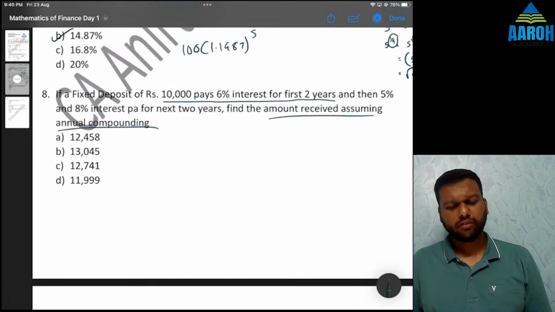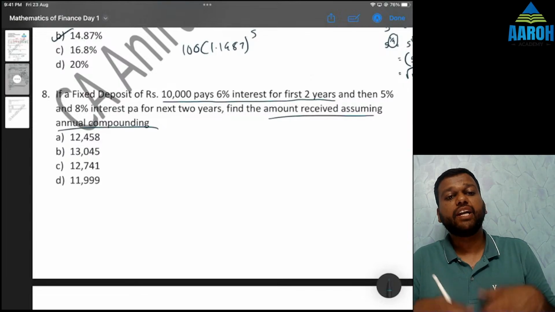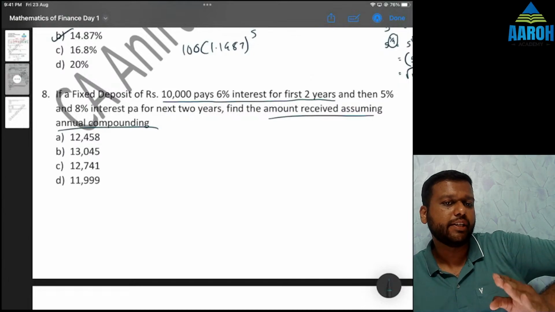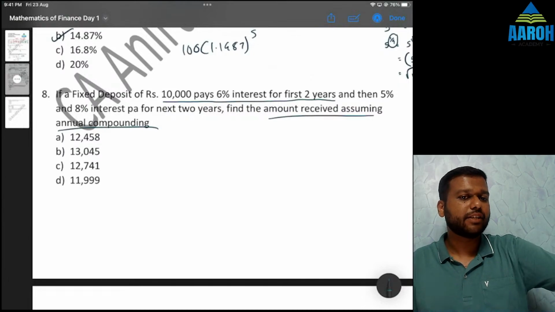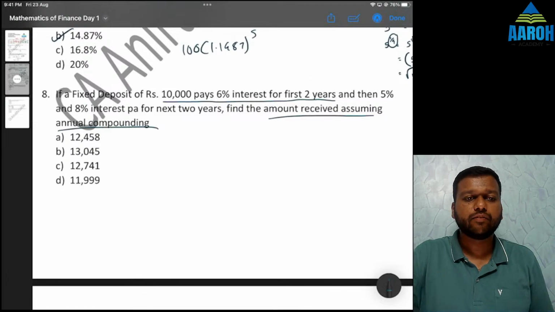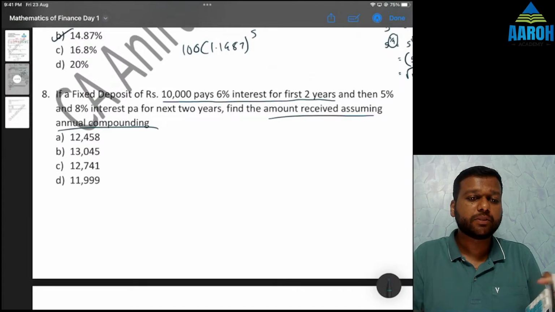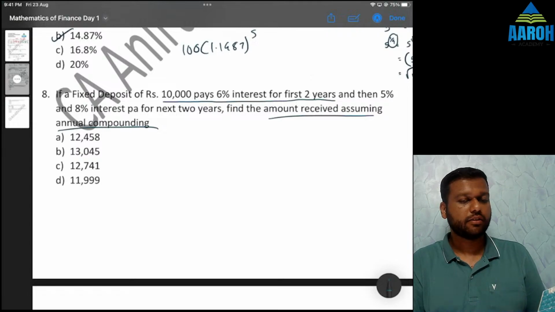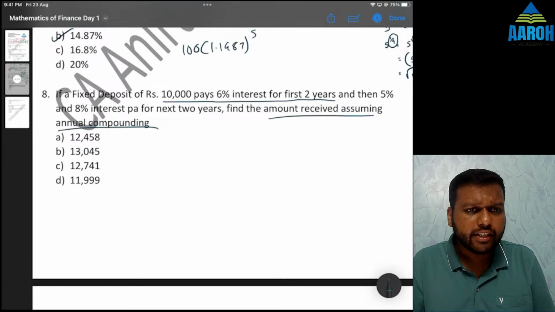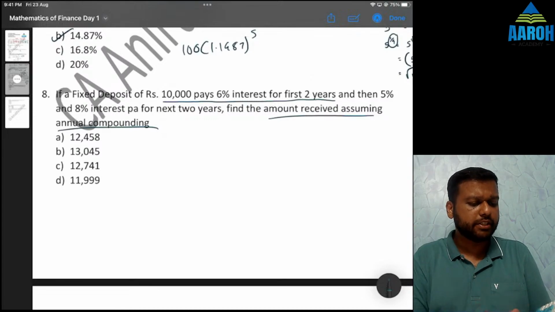What we can do is, for the first 2 years, they are paying 6% interest. So we can find the amount after 2 years. Then we can add 5% interest. Then we can add 8% interest. But whenever questions like this come, you don't need to go into the formula of compound interest. Just apply logic. See, the initial amount is 10,000. In the first year, it is going to increase by 6%. So you'll just do plus 6%. In the second year, again by 6%. In the third year, it will increase by 5%. In the next year, it will increase by 8%.